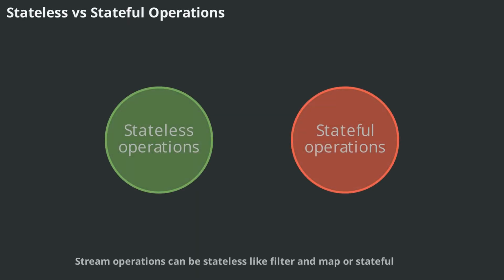Stream operations can be stateless, like filter and map, or stateful, like sorted and distinct. Knowing the difference helps you understand performance implications and how streams process data under the hood.